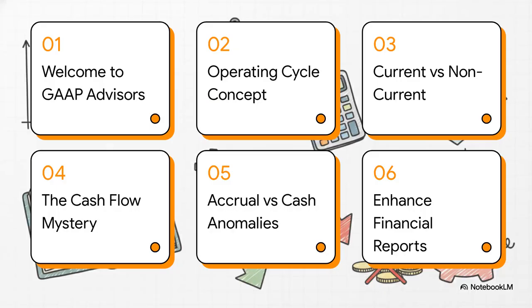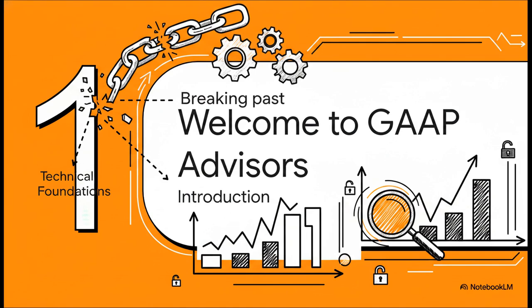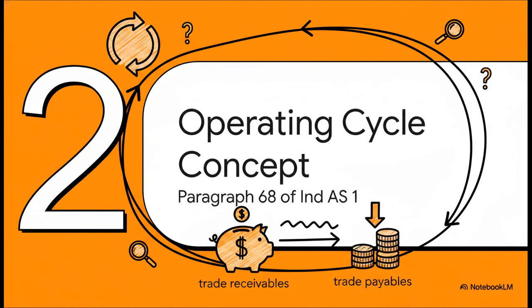So here's our game plan for today's explainer. We've just done our welcome. Next, we'll break down the operating cycle concept, compare current versus non-current rules, and dive into a real-world cash flow mystery. After that, we'll look at accrual versus cash anomalies and wrap up with how to actually enhance financial reporting. Section 1. Welcome to Gap Advisors. Section 2. The operating cycle concept.